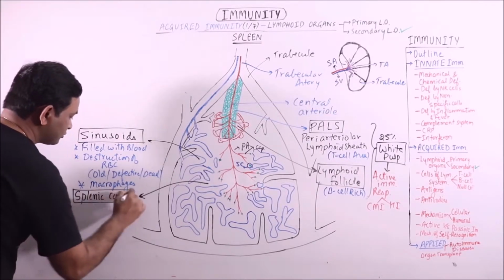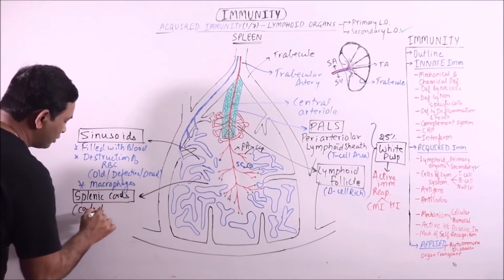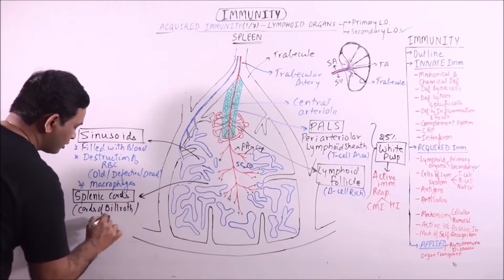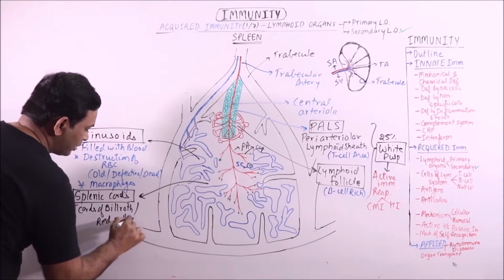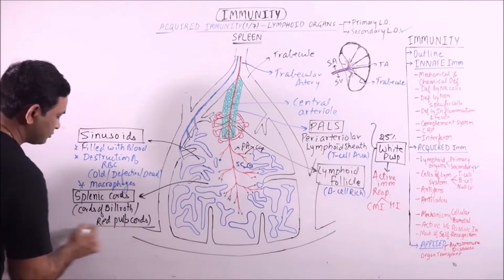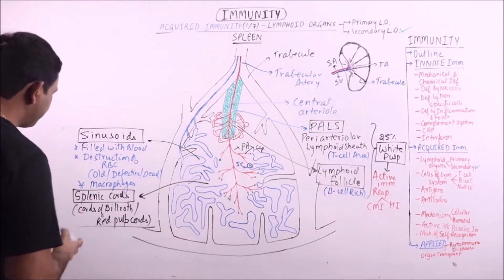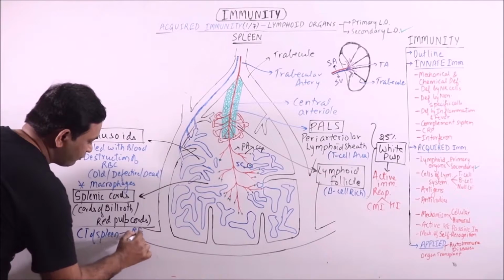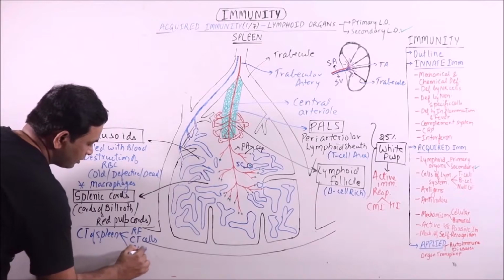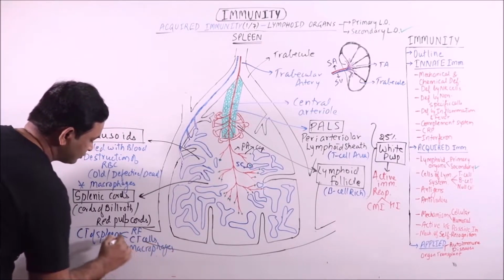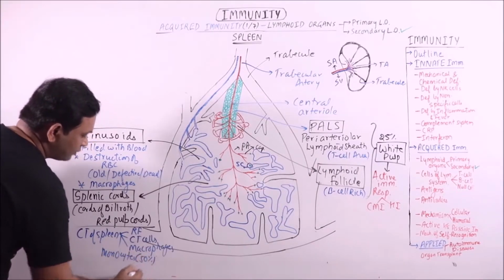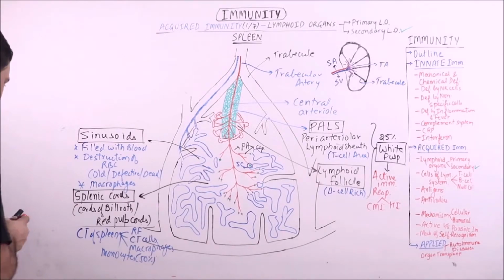These are splenic cords. These are also known as cords of Billroth or red pulp cords. These represent the connective tissue of the spleen, which has reticular fibers, connective tissue cells, macrophages and monocytes. It is the reservoir for more than 50% of the monocytes of the body.